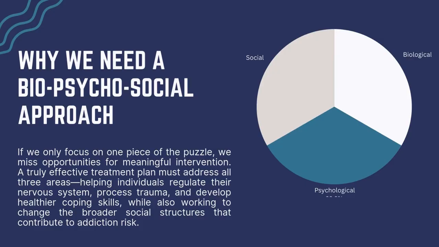If we only focus on one piece of the puzzle, we miss opportunities for meaningful intervention. A truly effective treatment plan must address all three areas, helping individuals regulate their nervous system, process trauma, and develop healthier coping skills, while also working to change the broader social structures that contribute to addiction risk.